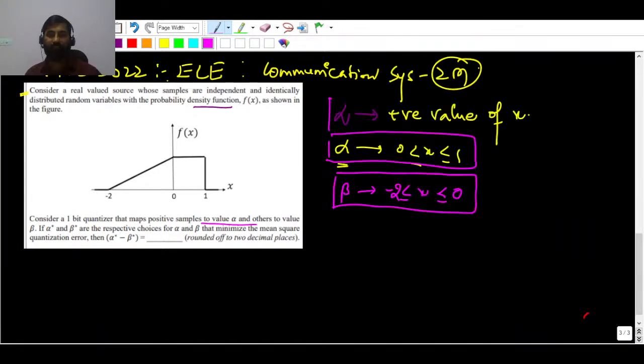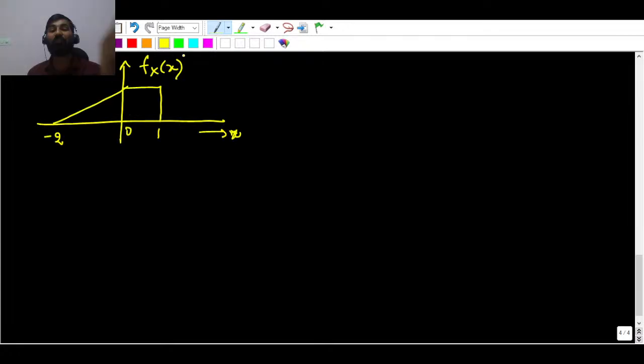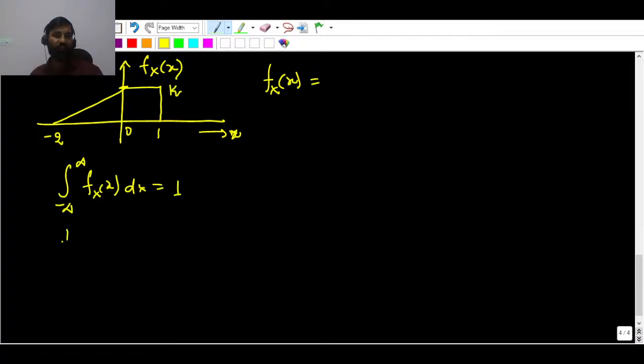So this density function is given, right guys? So what we can do here is write the density function here. The density function is, else, zero. Find the maximum value of this density function, that is, the area, that is 1 by 2.